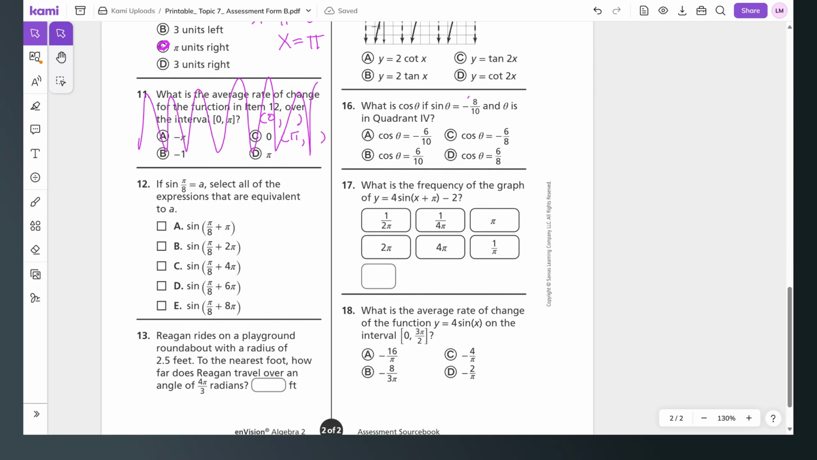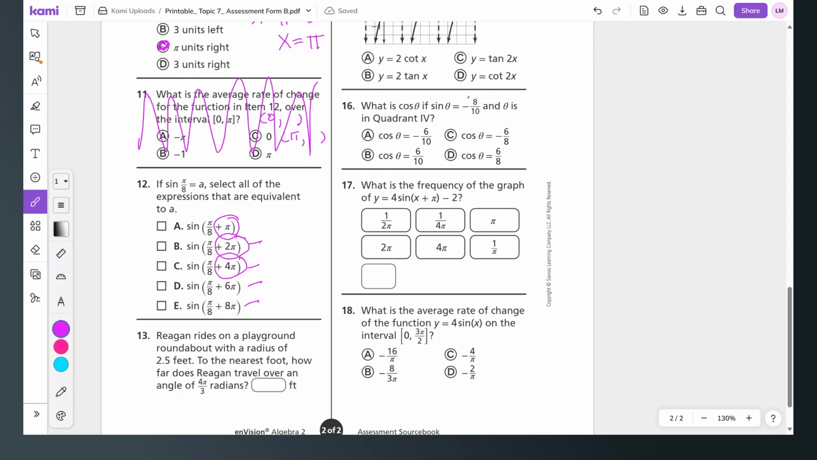All right. If sine pi over 8 equals a, select all the expressions that are equivalent. So these mean you're adding 180 degrees, 360, 720. So 4 times 180, 6 times 180, 8 times 180. So 1 circle, 2 circles, 3 circles, 4 circles.